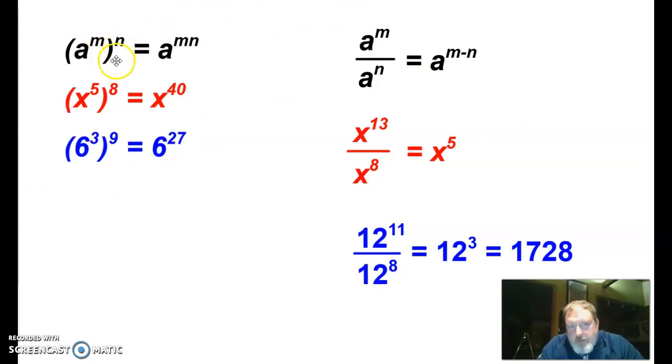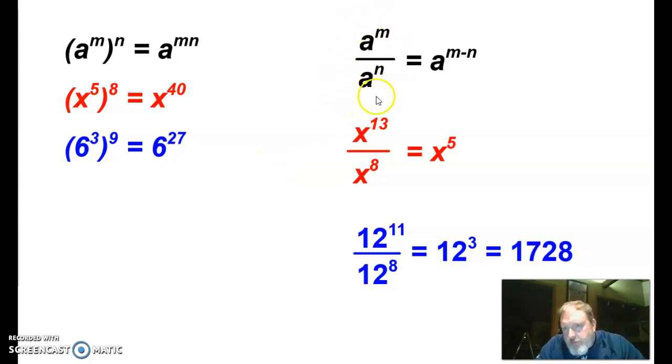All right, here's that power to a power. Again, if you raise an exponent to an exponent, go ahead and multiply them. So x to the 40th, 6 to the 27th. When you get a number like this, go ahead and leave it because it's going to be gigantic. And we don't need big long decimals and scientific notation, no need for that.